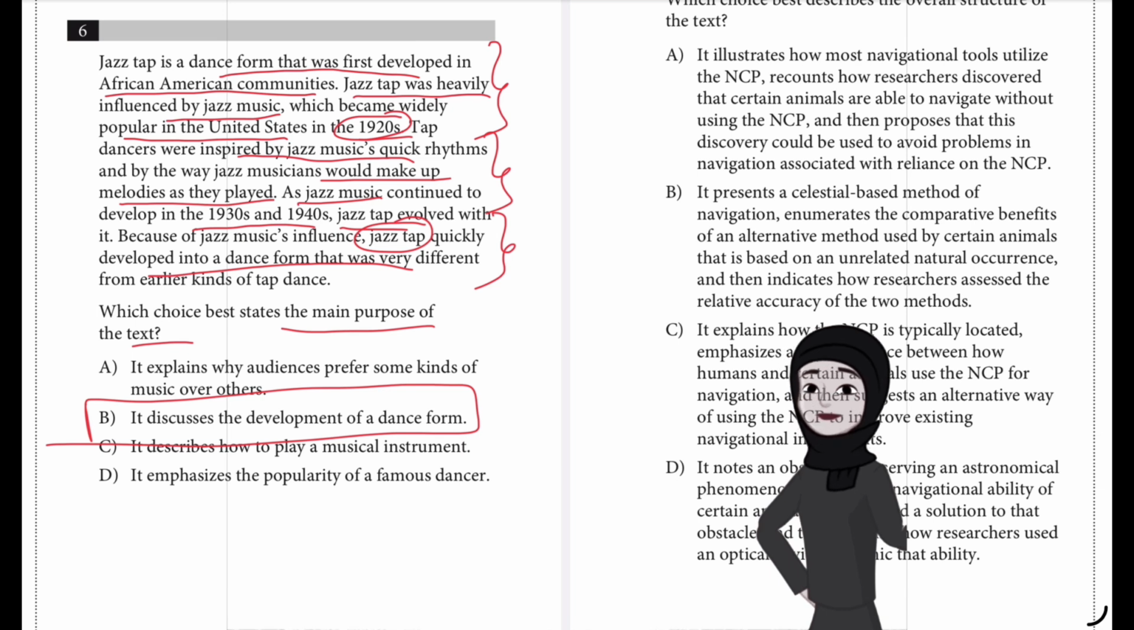The text indicates where and when jazz tap first developed, that is, in African American communities in the 1920s, and what influenced it, that is, the quick rhythms and improvisations in jazz music, and then explains that it evolved alongside jazz music in the 1930s and 1940s, resulting in a very different form of tap dance than had existed before. Therefore, the main purpose of the text is to discuss jazz tap's development.